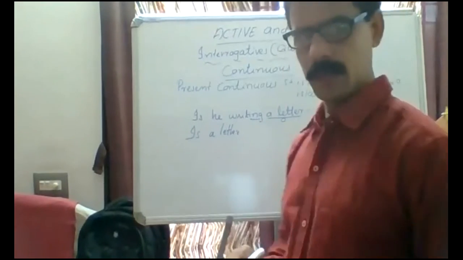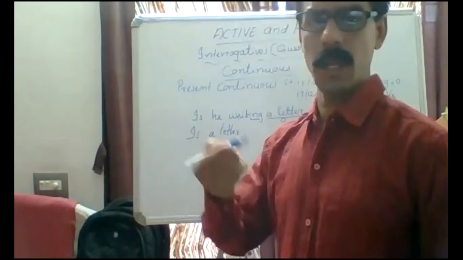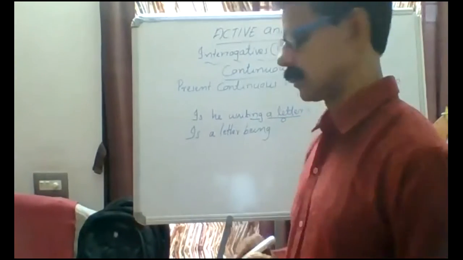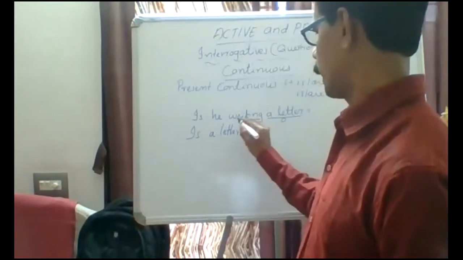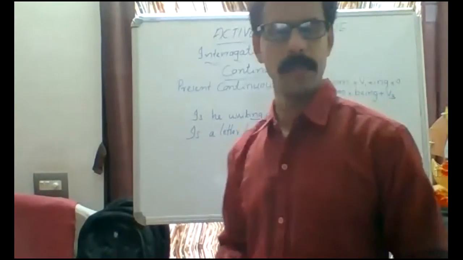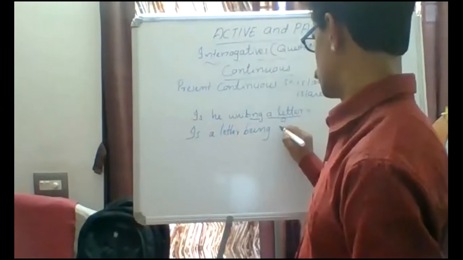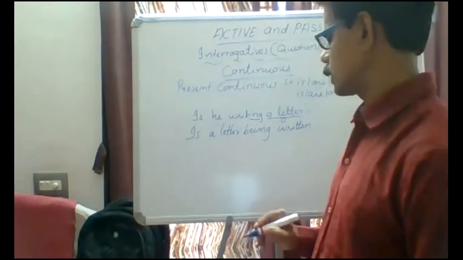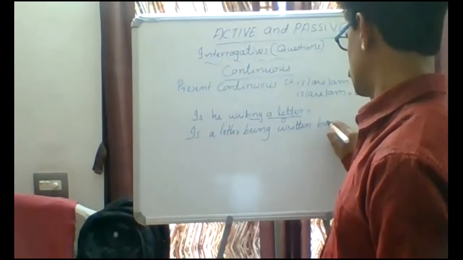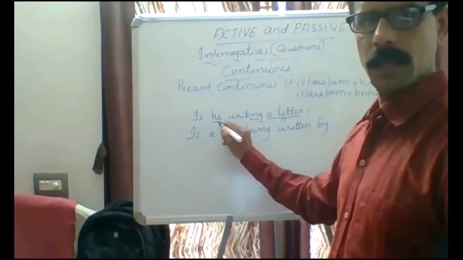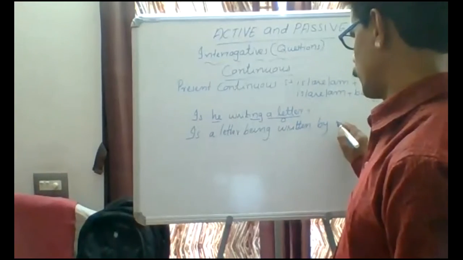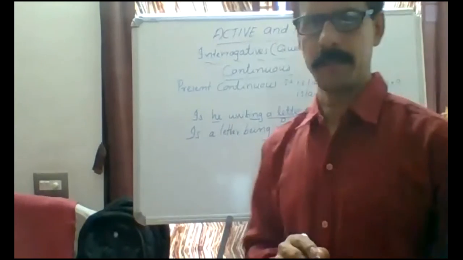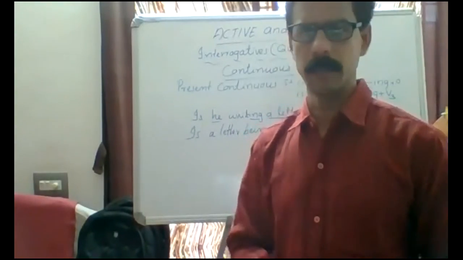Here ing is there. Whenever ing comes in the sentence, you should add being. Being is the be form. Is a letter being. Write is the remaining part of the main verb. Write's V3 form is written, double T-E-N. Is a letter being written by. Here, he is the subject. This subject will come here as the object. By he becomes him. Is a letter being written by him?